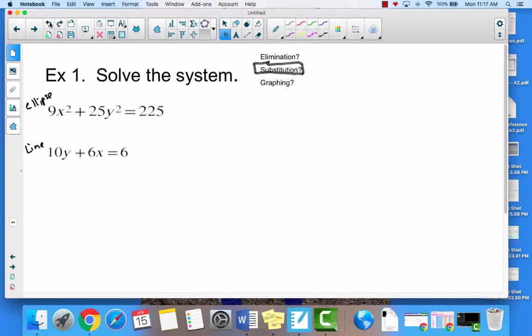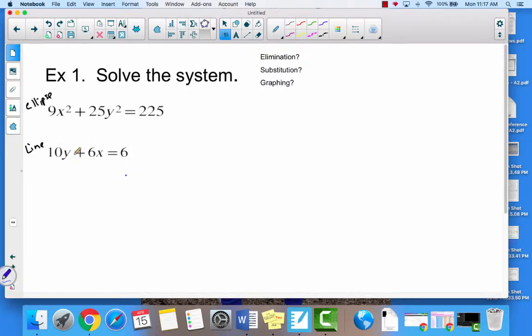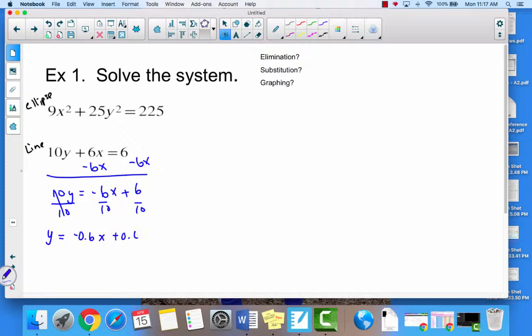All right, so let's go ahead and start with substitution. When you're doing substitution, the goal is to get one variable on its own. So I'm going to start with the line, and I'm going to get the y alone. And that means I'm going to have to subtract 6x to the other side. That's going to get us 10y is equal to negative 6x plus 6. Then I need to divide every single thing by 10. And when we do that, we're going to get y is equal to negative 0.6x plus 0.6.